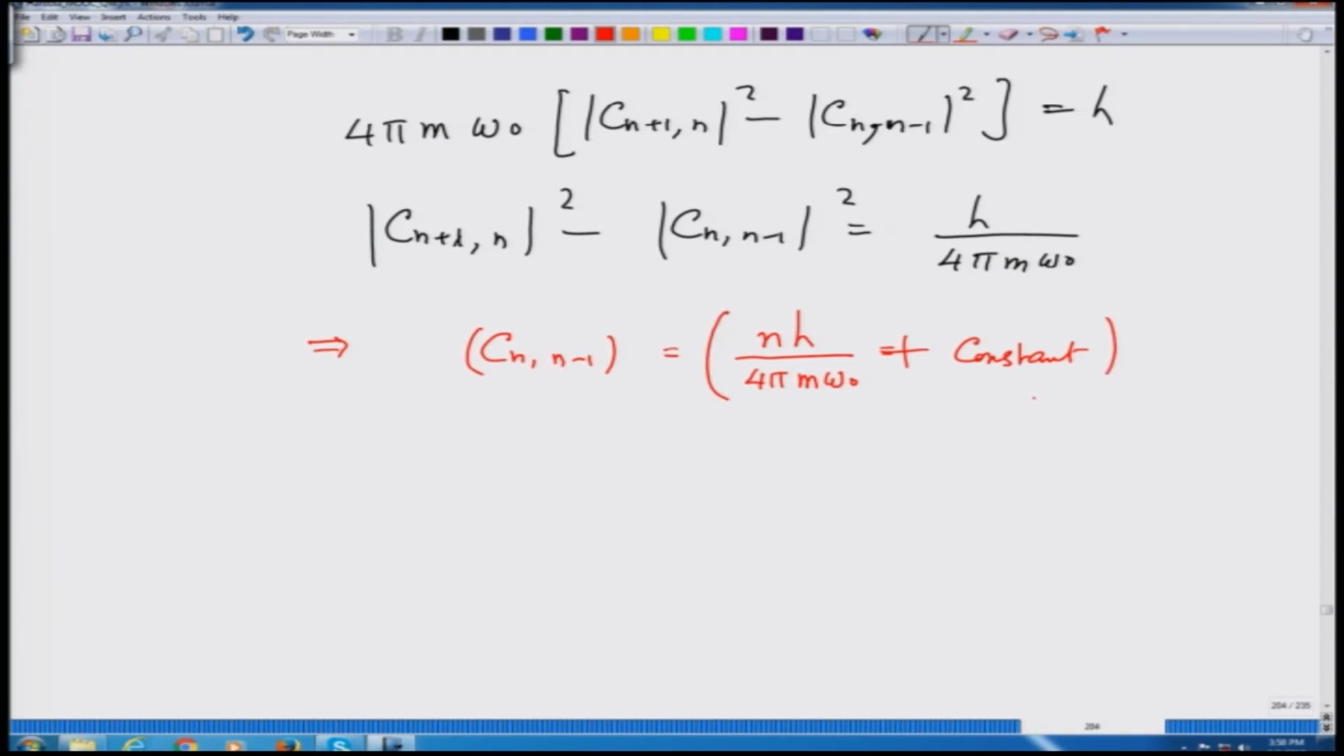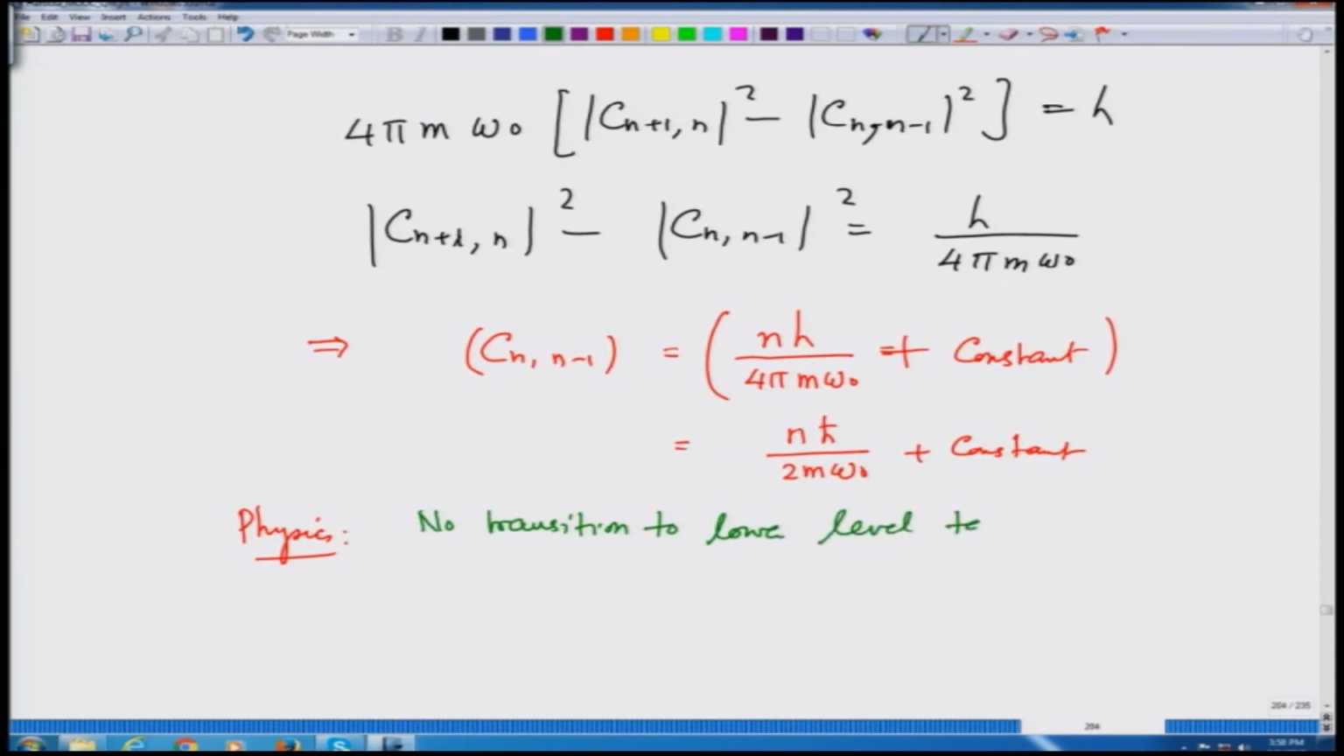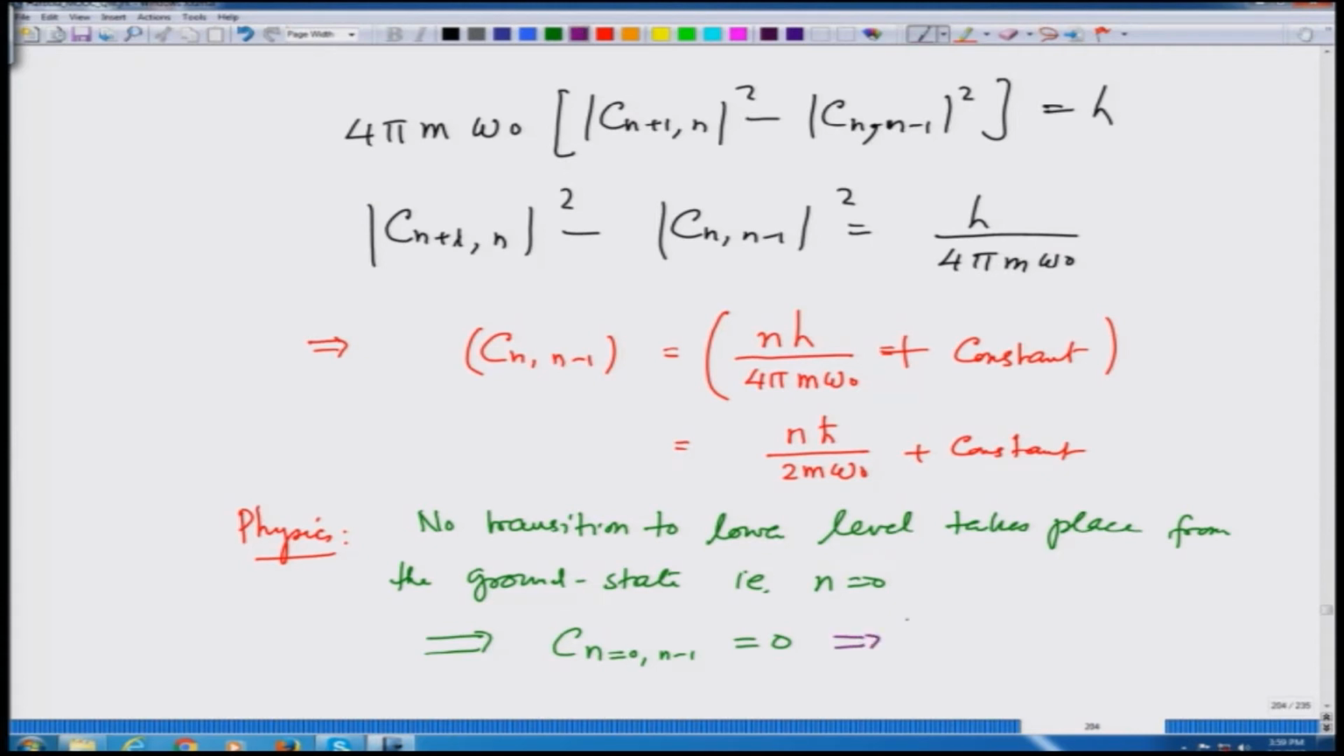Remember, Heisenberg had said that that constant should be determined from quantum conditions. This I can also write as n h cross over 2 m omega 0 plus some constant. Now we are going to use some physics. Physics is, no transition to lower level takes place from the ground state, that is n equal to 0. And this implies that C n equal to 0, n minus 1 should be equal to 0, which immediately tells you from this equation that constant is equal to 0.